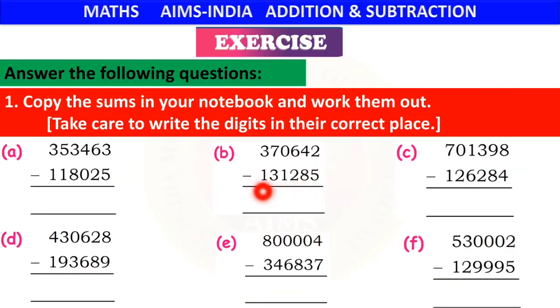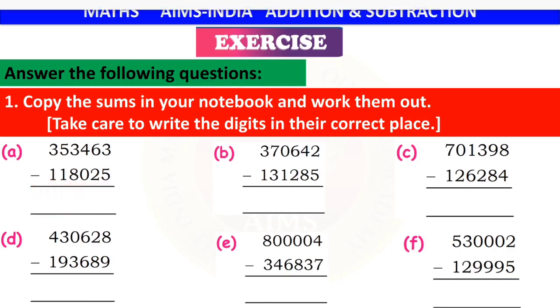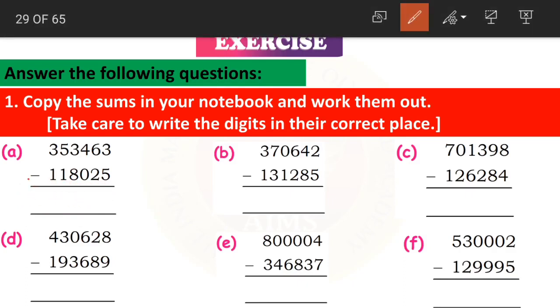Some exercise questions are given. Answer the following questions. 3,53,463 minus 1,18,025. See, what should we do? We should subtract 3 minus 5. It is not possible to subtract 5 from 3. So we borrow. 3 becomes 13. 6 becomes what? 6 becomes 5. Yes. Now 13 minus 5, 8. 5 minus 2, 3. 4 minus 0, 4.